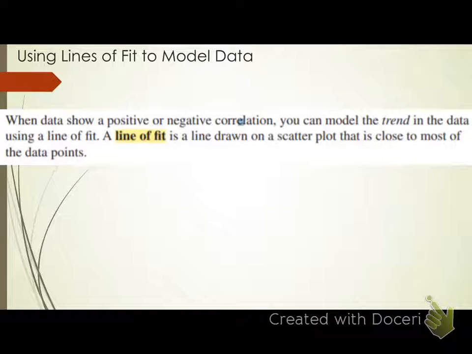Can we use a line of fit for no correlation? No, because our data is not related in any way. All our points are spread apart. We don't know where the line would go for those sets of data. So you can only use a line of fit if you have a positive or negative correlation. Does that make sense?